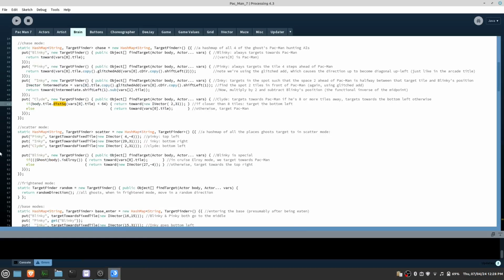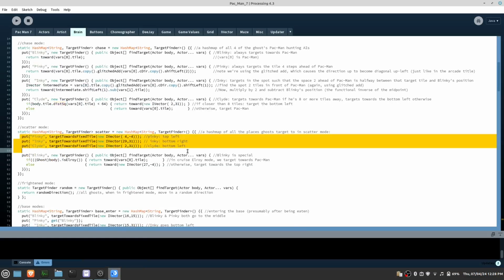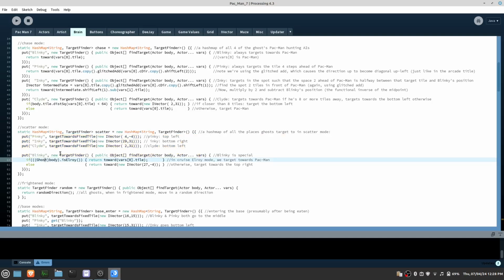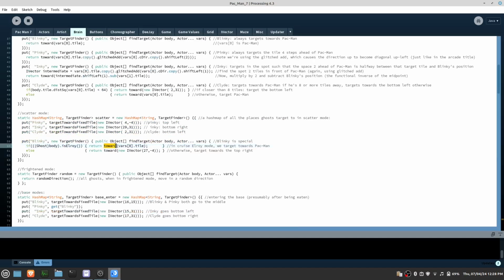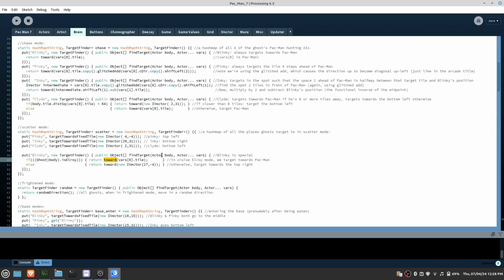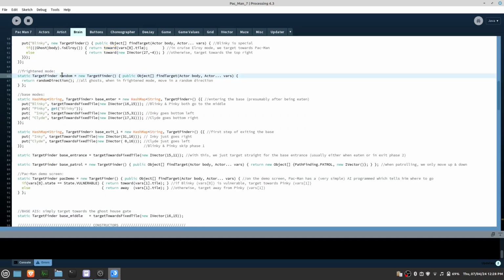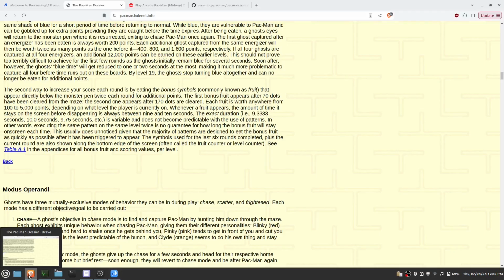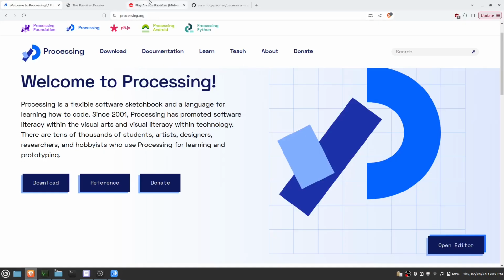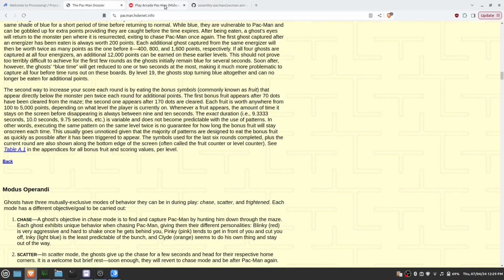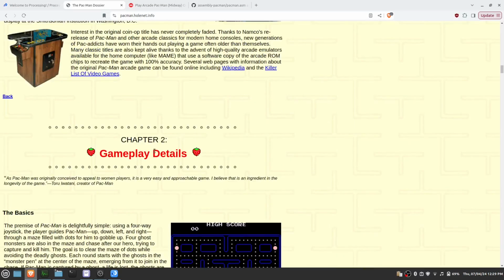But anyways, what else do they do? Oh yeah, right here we see their scatter modes where they just move towards a tile, except Blinky, who if he's in Elroy mode, will continue to move towards Pac-Man. What else do we have? The random mode, that's just when you eat the Energizer pellet, then what they do is they will just move around randomly basically.